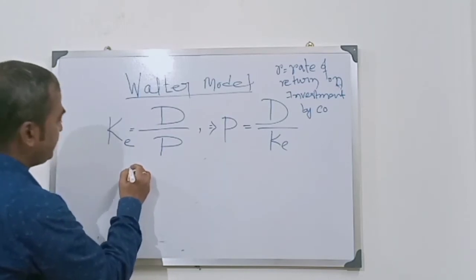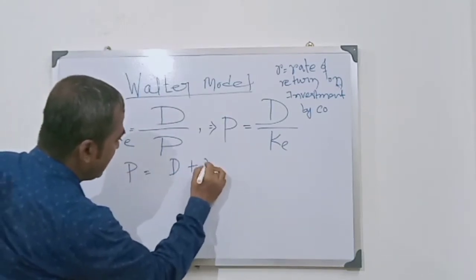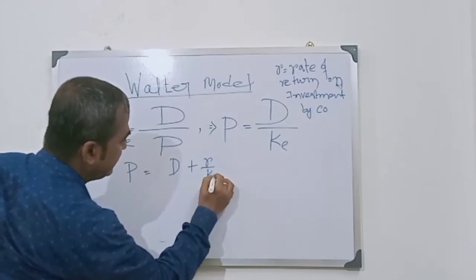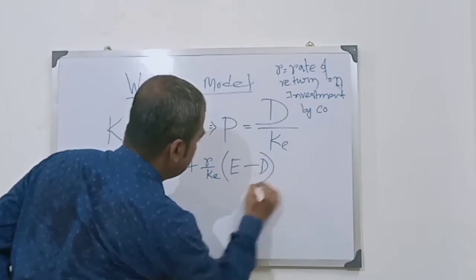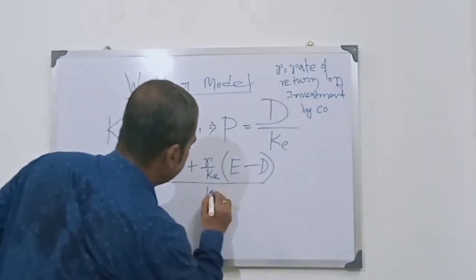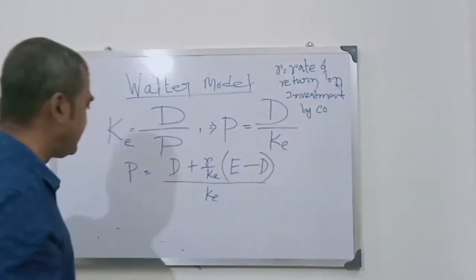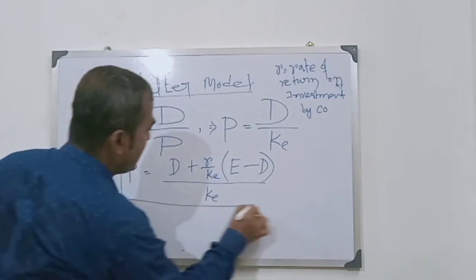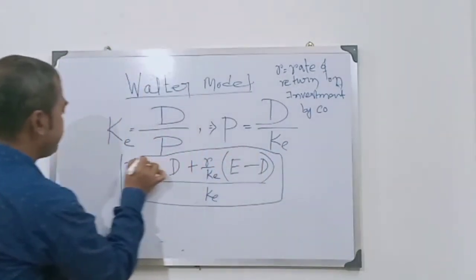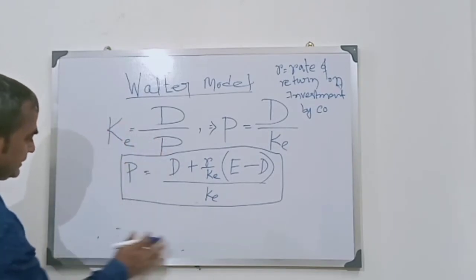Now we have got P is equal to D plus R by KE into retained earning, that is E minus D, divided by KE. Now R is the rate of return. This is the formula which you have to remember. We can derive it also like this.